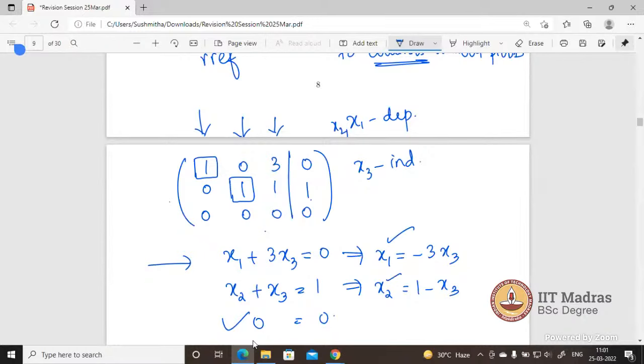So the variables corresponding to columns with pivots are dependent, and those without pivots are independent.